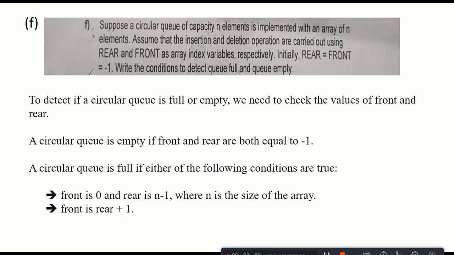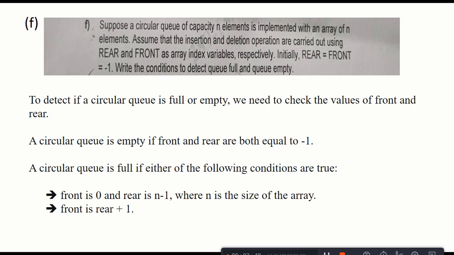Suppose we have a circular queue. It is the stack and queue method, so we follow that. To detect if a circular queue is full or empty, we need to check the values of front and rear. If we compare the front and rear values, then we can find whether the circular queue is full or empty. A circular queue is empty if front and rear are both equal to -1.